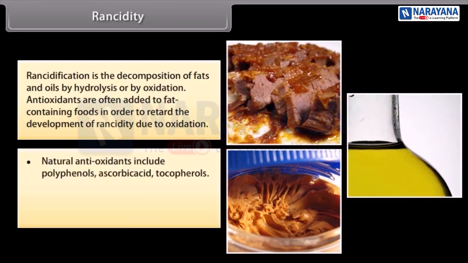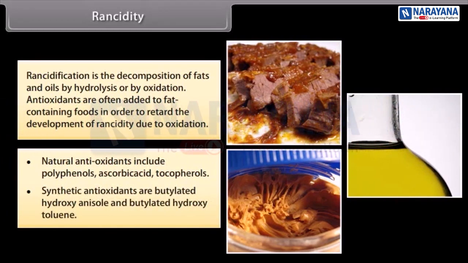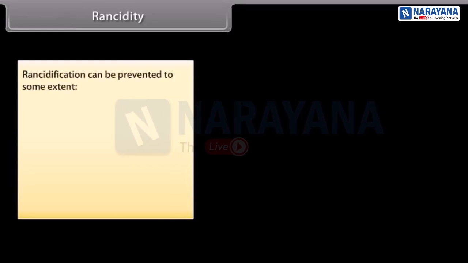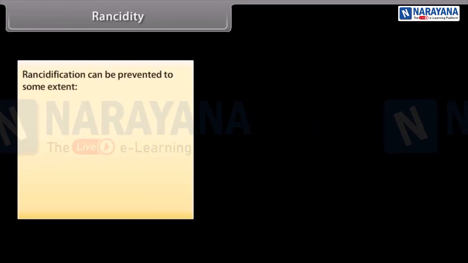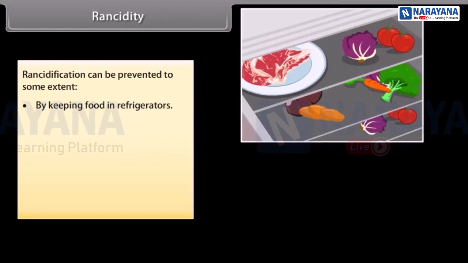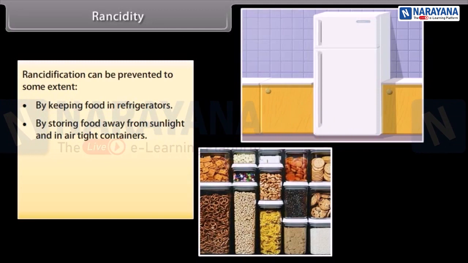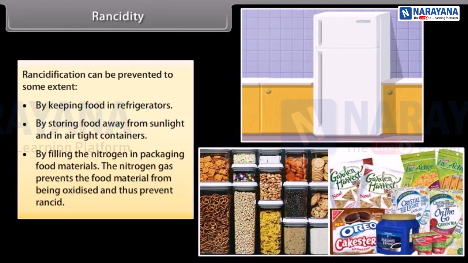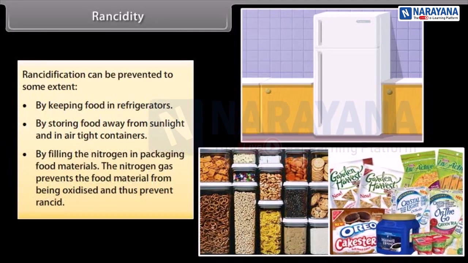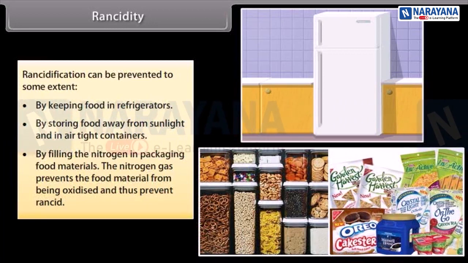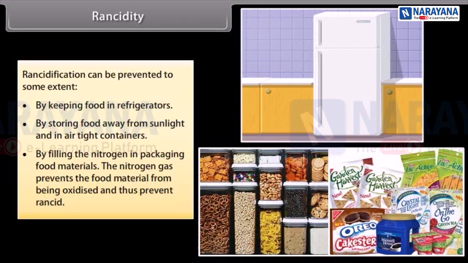Natural antioxidants include polyphenols, ascorbic acid, tocopherols. Synthetic antioxidants are butylated hydroxyanisole and butylated hydroxytoluene. Rancidification can be prevented to some extent by keeping food in refrigerators, by storing food away from sunlight and in airtight containers, by filling nitrogen in packaging of food materials. The nitrogen gas prevents the food material from being oxidized and thus prevents rancidity.